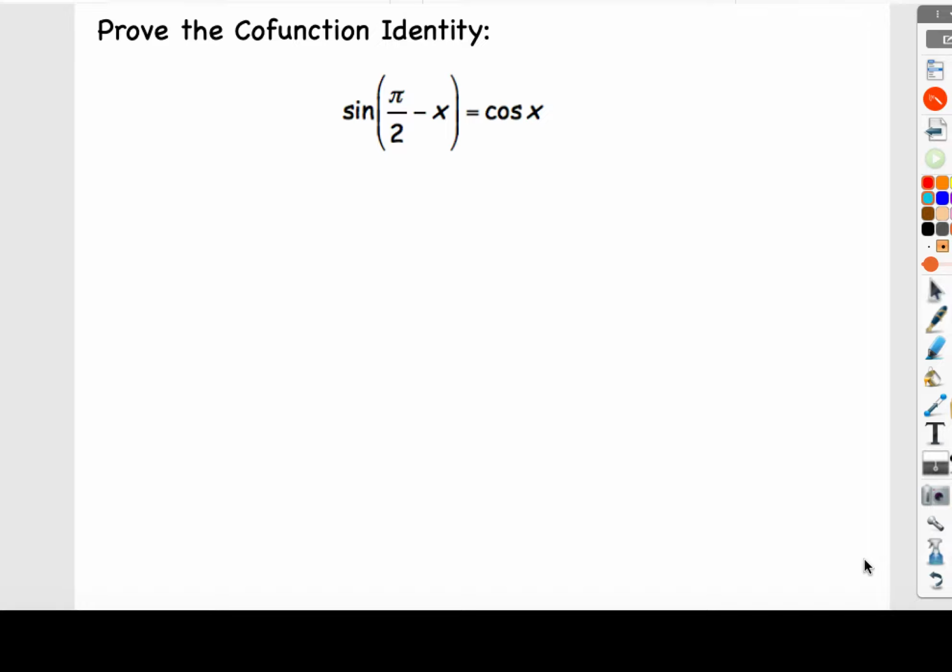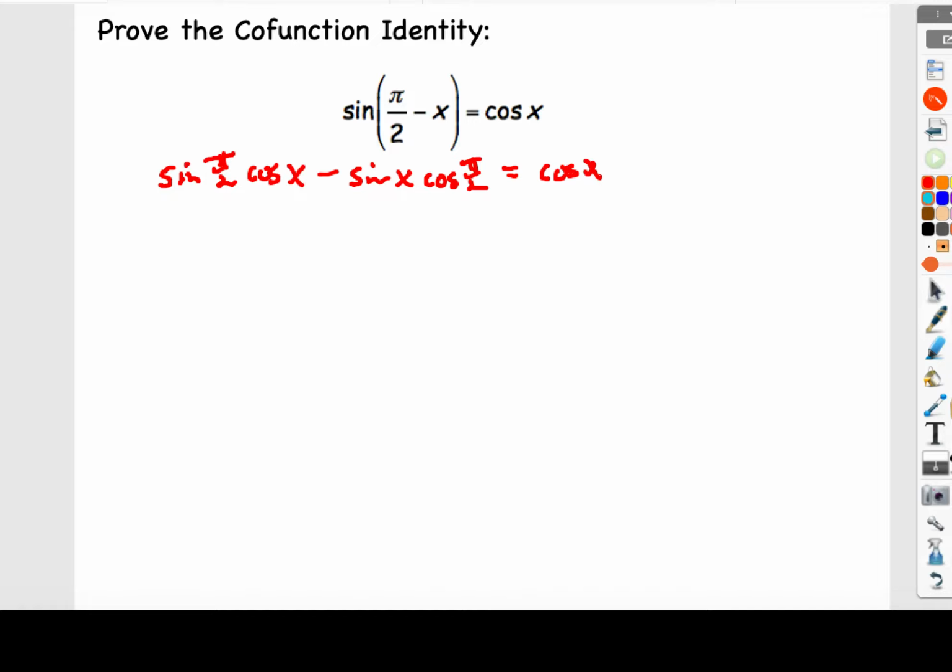So if we split that up using our sine difference formula, remember that the sine is the sine of pi over 2 times the cosine of the second angle, so we'll call it x. The sine stays the same, so again, minus the sine of the second angle times the cosine of the first. And again, we're trying to prove this is equal to the cosine of x.